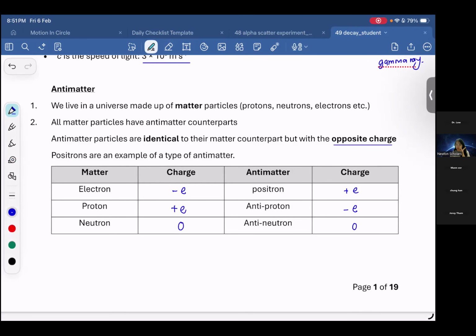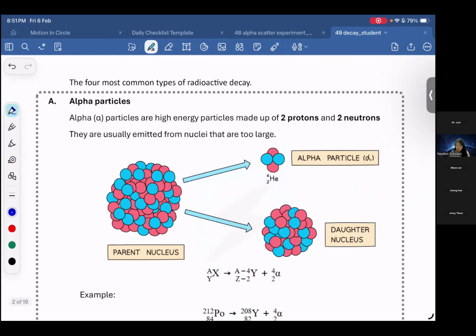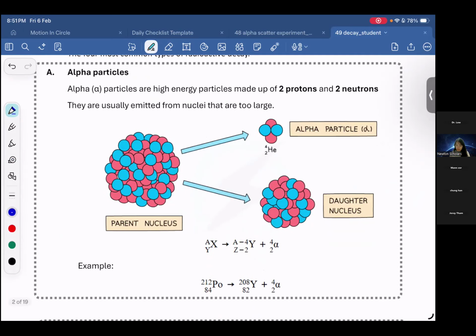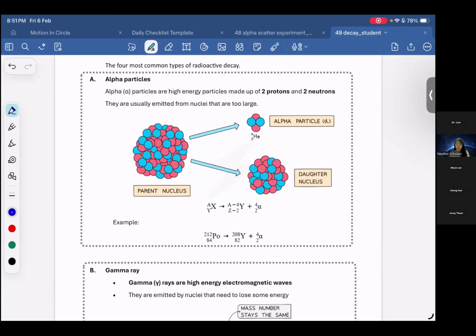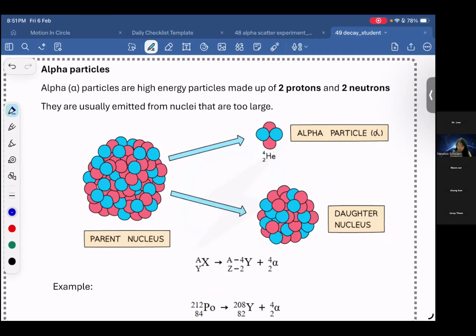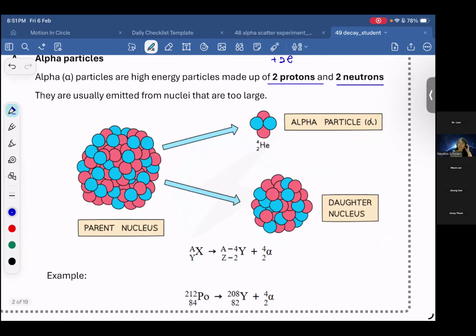Okay, we go to page number 2. There are 4 most common types of radioactive decay. I put the alpha and gamma together first because this is something that we already know, nothing new. Alpha particles are high energy particles made up of 2 protons and 2 neutrons. Because of these 2 protons, it's positive 2e. They are usually emitted from nuclei that are too large. We have too many neutrons, unstable, so they will decay.